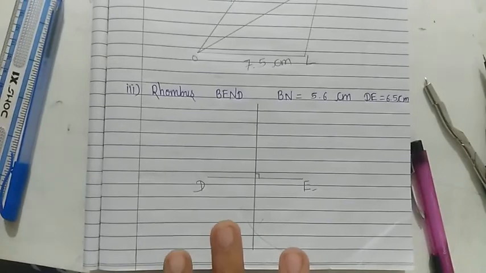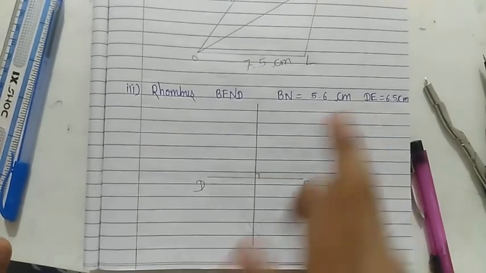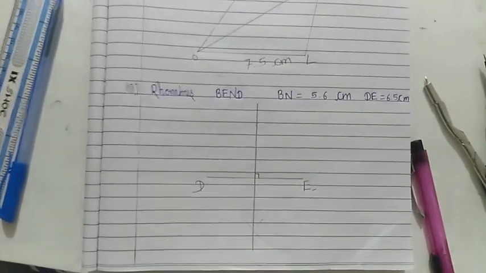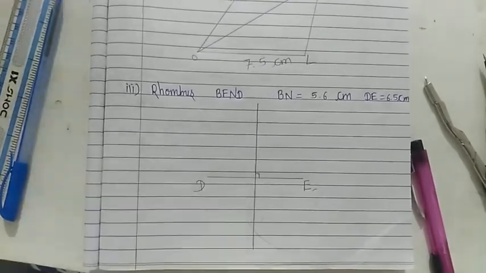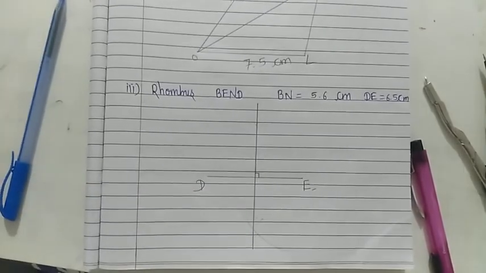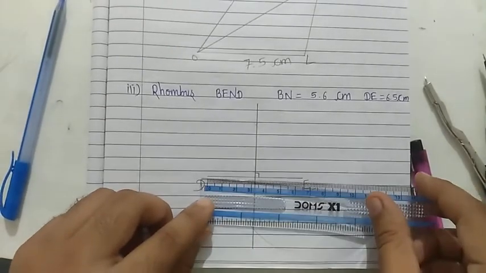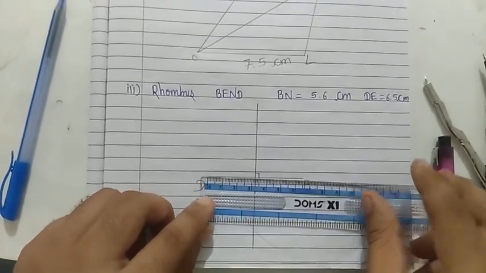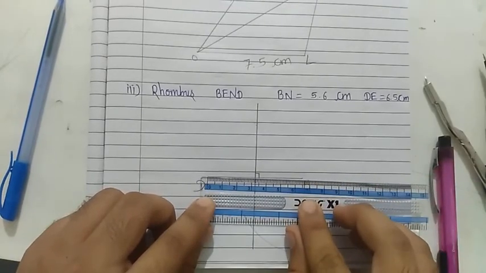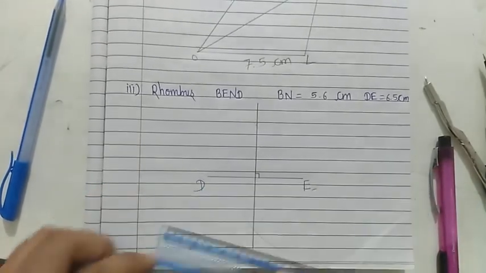Let me see whether it is a bisector or not. We just take DE is equal to 6.5. So if we take 6.5 divided by 2, our answer is 3.25. So this is half, it should be around 3.25. So we can see that it is exactly 3.25. So it is also the bisector.